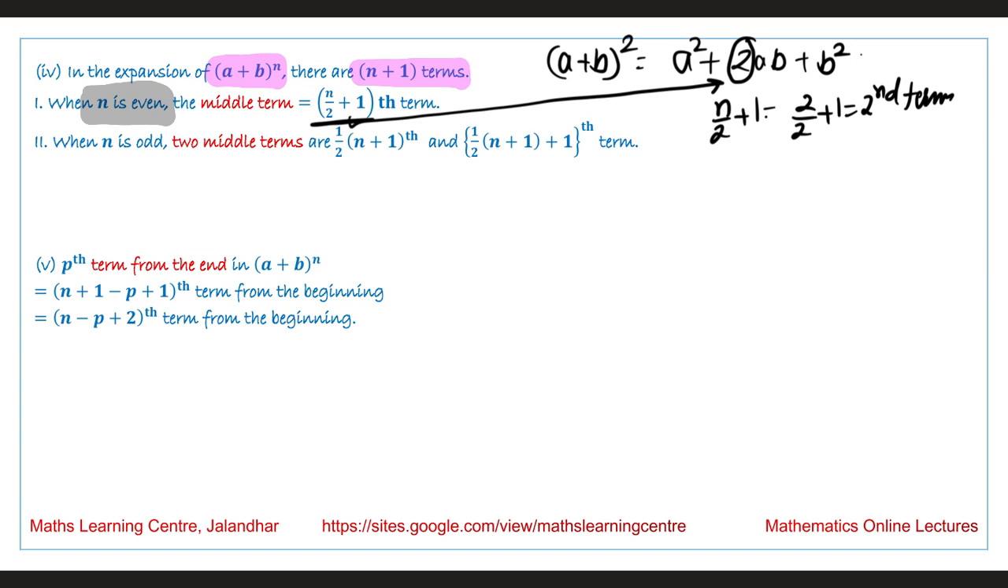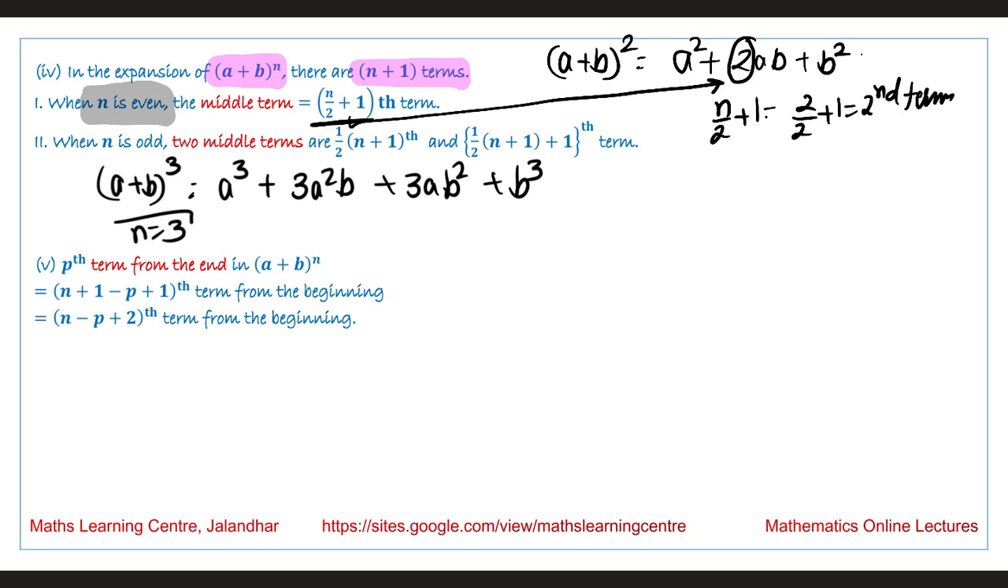Now the next case we have is when n is odd. Suppose we are talking about (a + b)^3. So it is a^3 + 3a^2b + 3ab^2 + b^3. So in this case the value of n is equal to 3. We have two middle terms. It is clear from here. Both these terms are the middle terms.